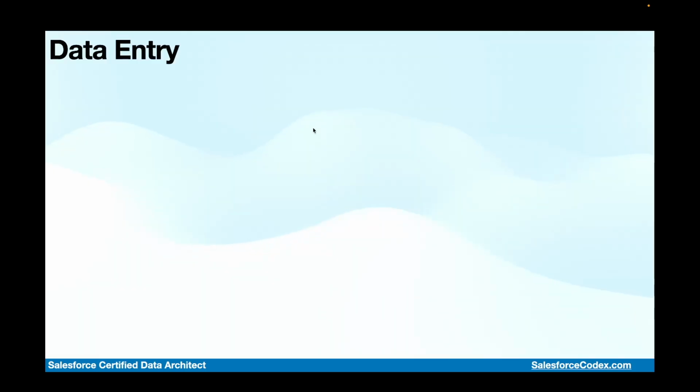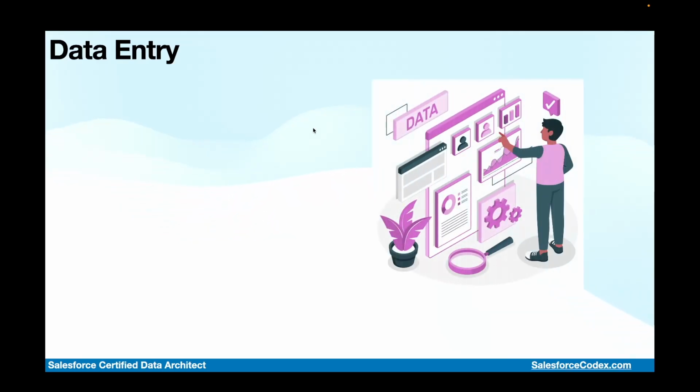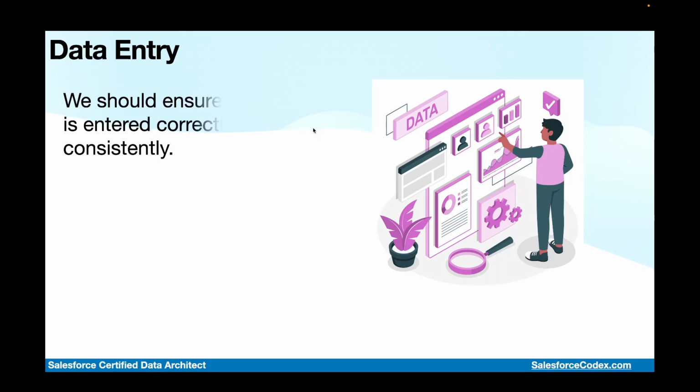Let's see what data entry in Salesforce is. Data entry is the first point of contact for any data in Salesforce. Poor data input leads to bad output, meaning that incomplete, inconsistent, or invalid data can break reports, misguide automations, and damage customer relationships. Data management starts from data entry itself. So we should ensure that data is entered correctly and consistently.